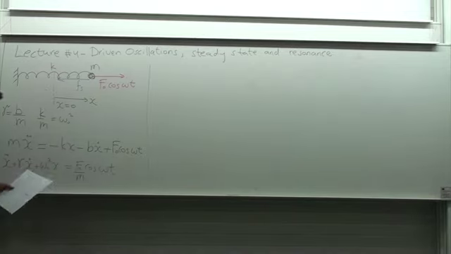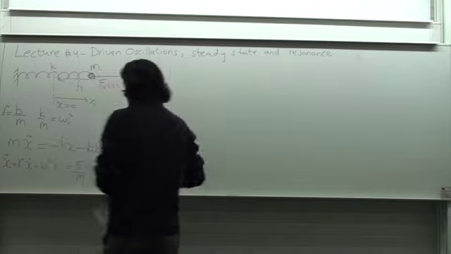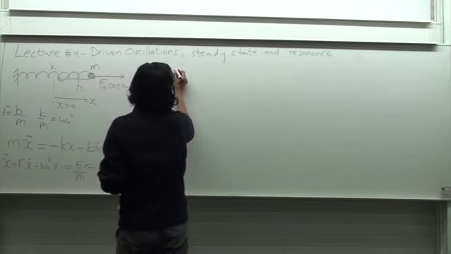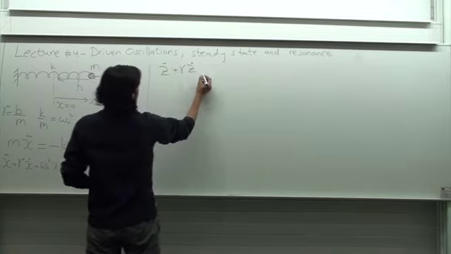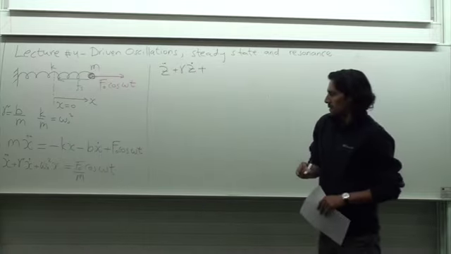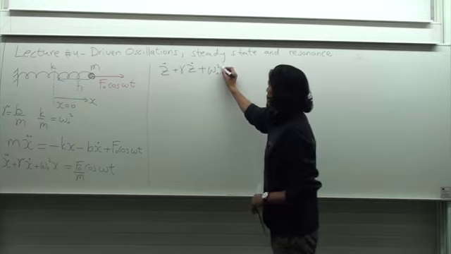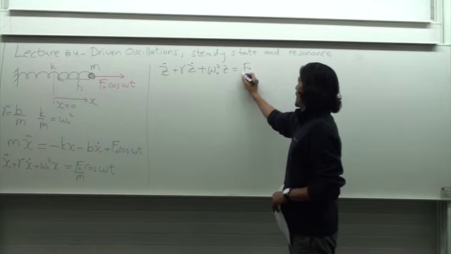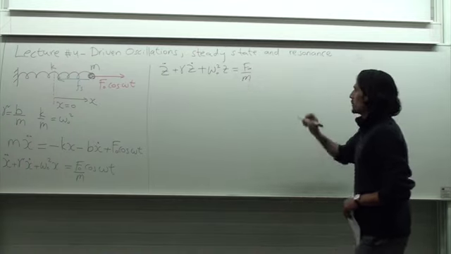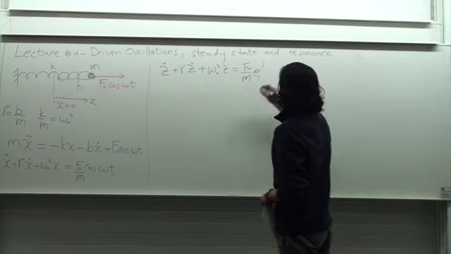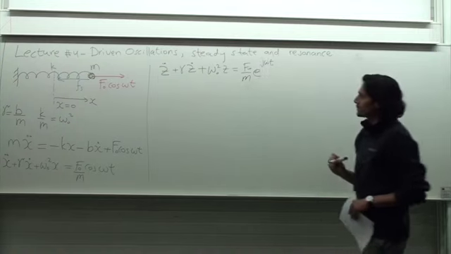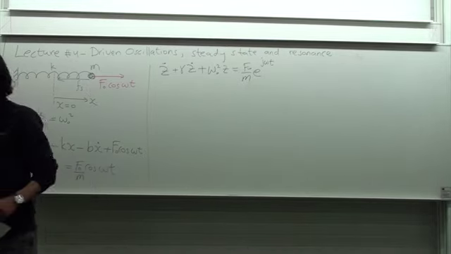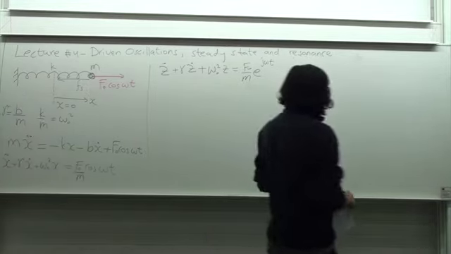Alright? Now we move to the complex plane. We have z double dot plus gamma z dot plus omega 0 squared z equals F0 over m, and that would be e to the power j omega t. This is the equation that we would like to solve.